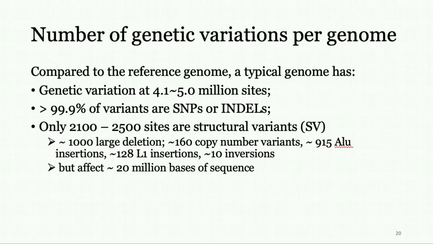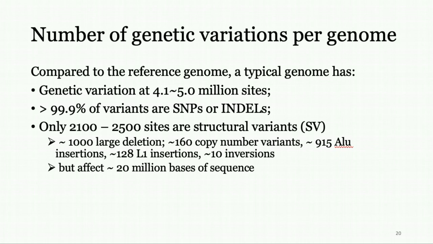The interesting thing is that structural variations only happen at about 2,000 places in the genome, but because each one involves a huge amount of nucleotides, the total amount of base pairs influenced by structural variation is actually huge. It's 20 million, which is much more than the SNPs and indels. So although structural variations are not many, if they happen, they can have a big impact in a specific context.